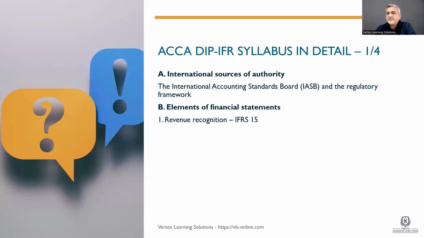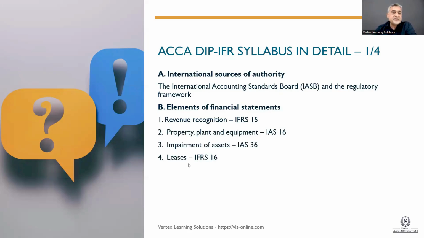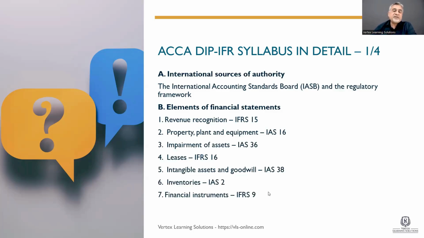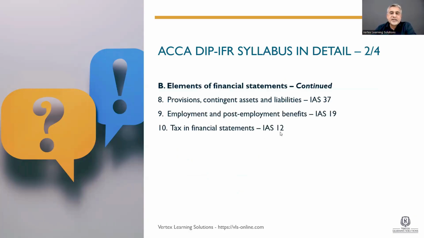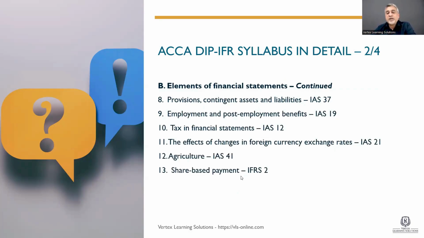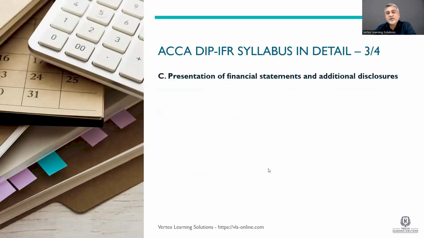Okay. So IFRS 15 revenue, PPE, non-current assets, IAS 36 impairment, IFRS 16 leases, intangible assets and goodwill, IAS 38, IAS 2 inventories, IFRS 9 financial instruments, extremely important. Provisions IAS 37, employee benefits IAS 19, taxation IAS 12, foreign currency IAS 21, agriculture IAS 41, share-based payment, very interesting, IFRS 2, fair value measurement IFRS 13. So a lot of standards are there.